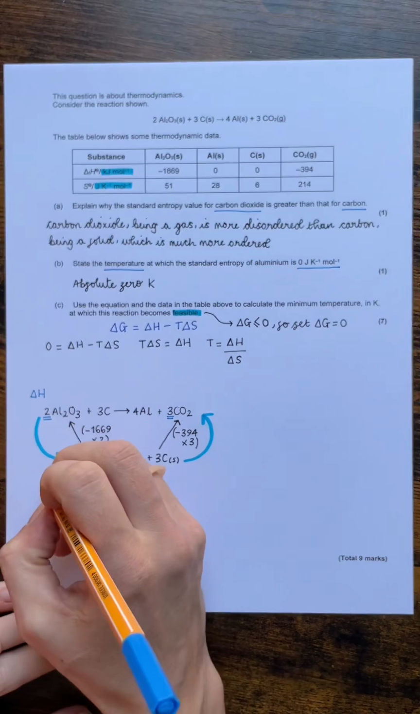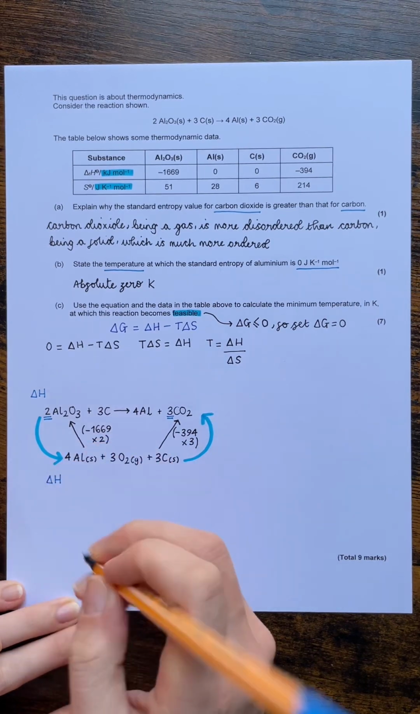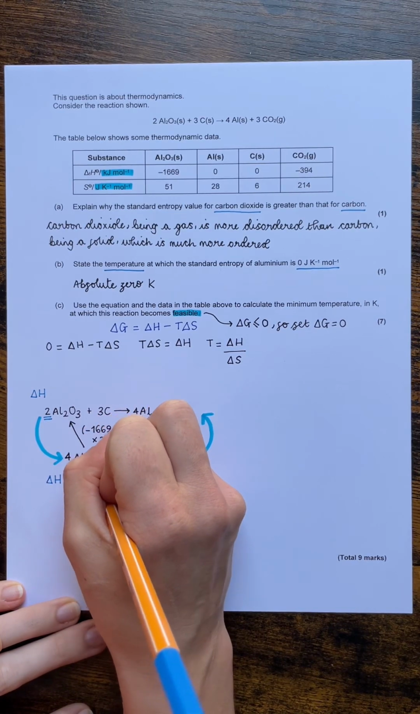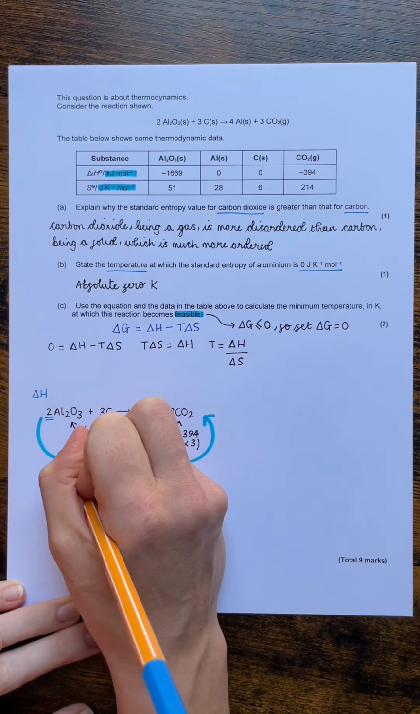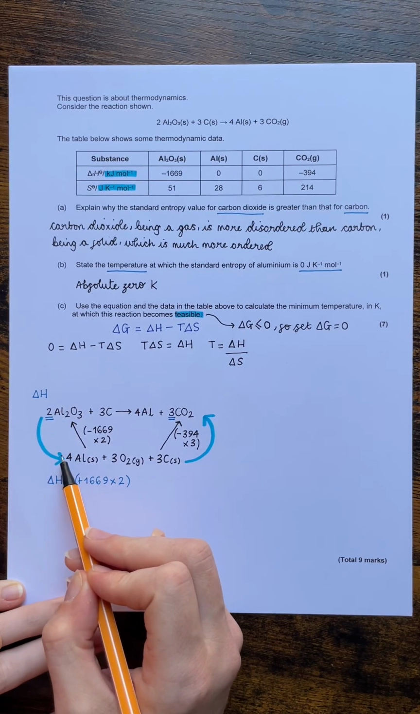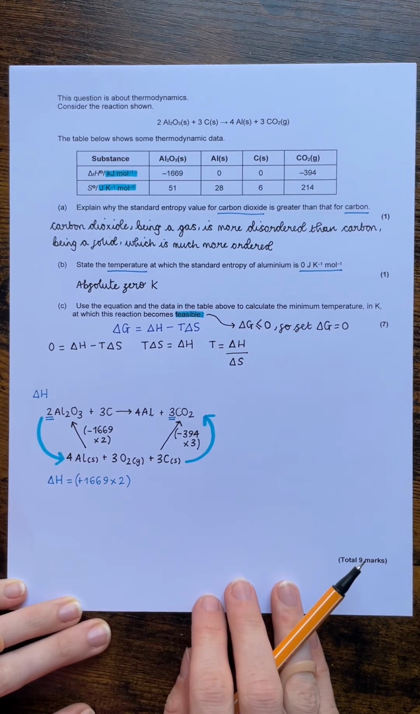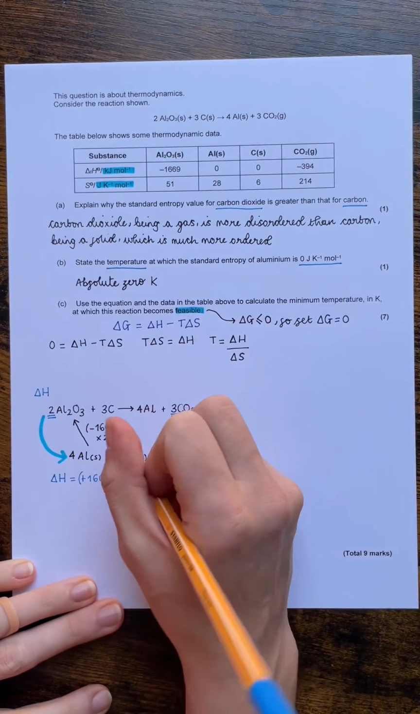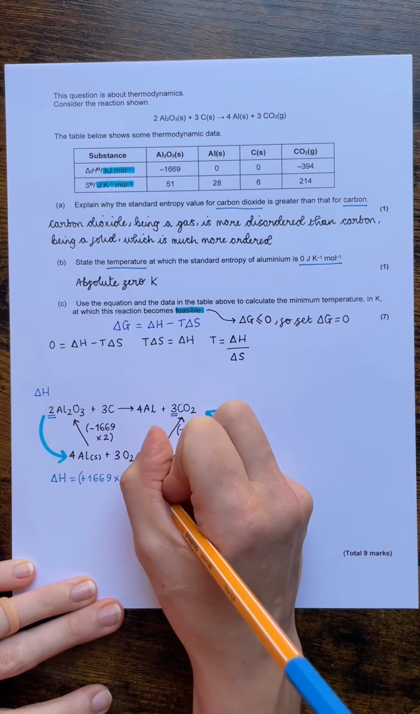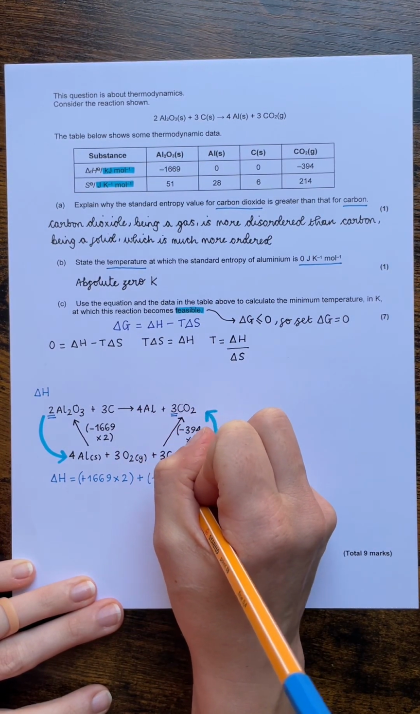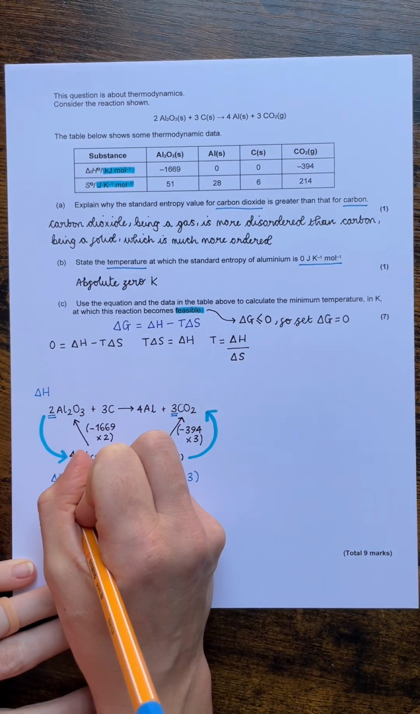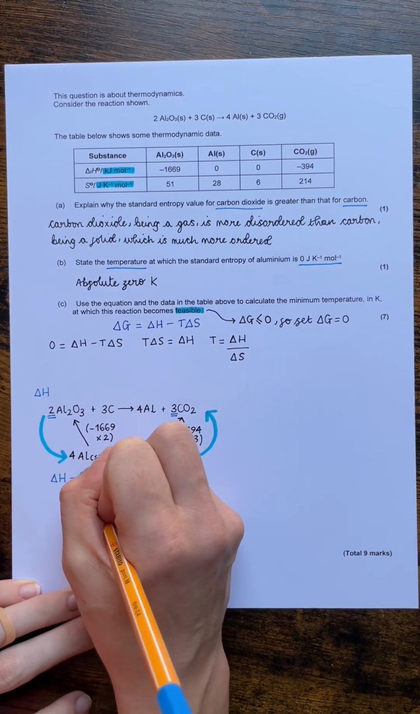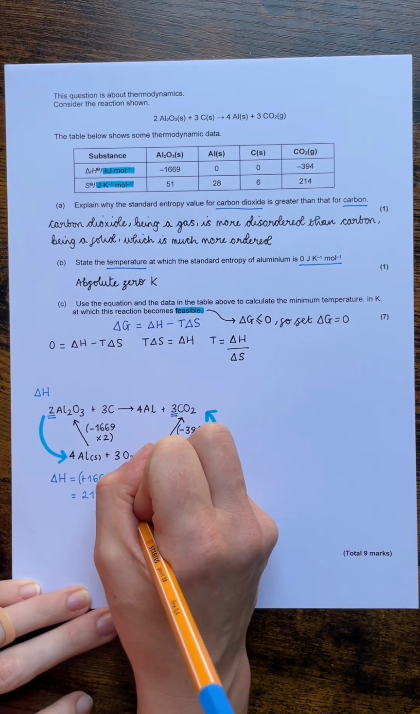So that means that my value for delta H will be equal to positive 1669 times 2, because the blue arrow for my Hess's law cycle here is going in the opposite direction to the black arrow that I drew. And then we always add all the stages in our alternative pathway. So we're then going to add that to minus 394 times 3. And that should give me a value of 2,156 kilojoules per mole.